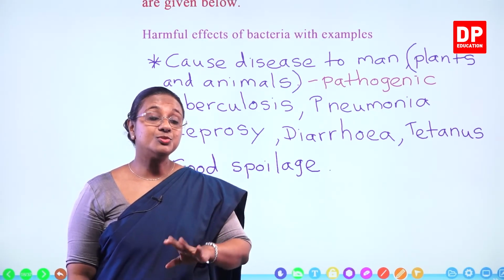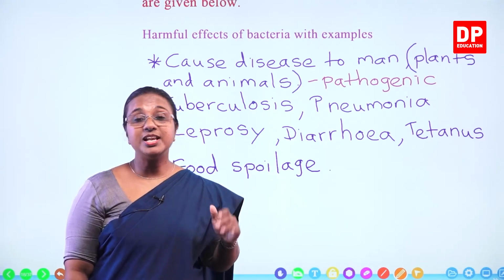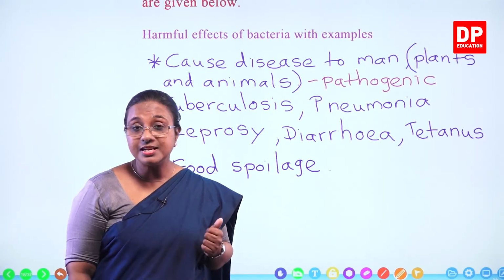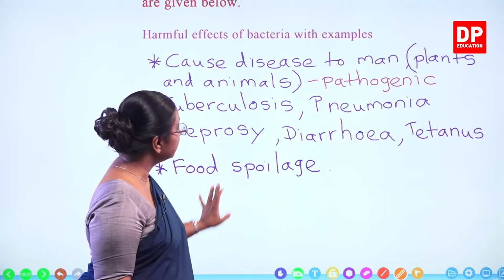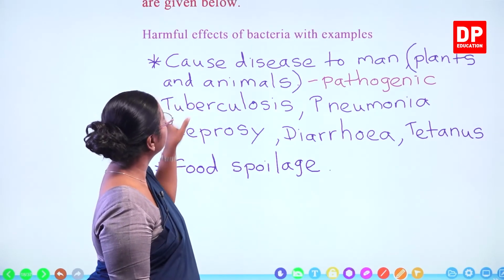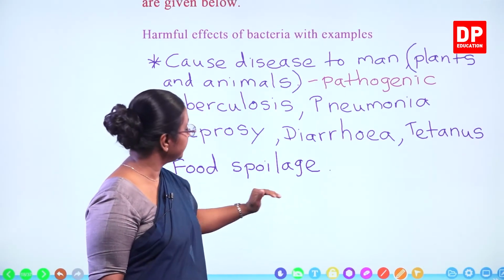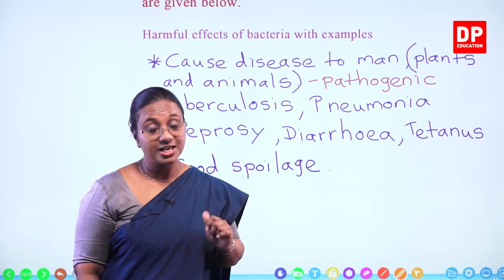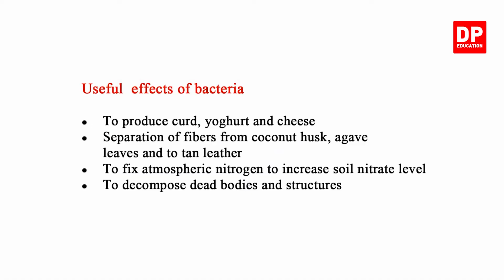Then under food spoilage, we have discussed in grade 9 the different types of food spoilage based on the substance that is present in food and all that. So you're familiar with all these, but here as an example for the harmful effects of bacterium, you need to understand causing diseases and food spoilage. With that, I will move on to the next slide where we discuss the useful effects of bacteria.